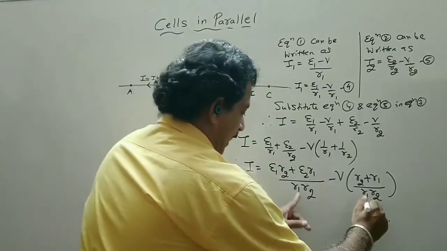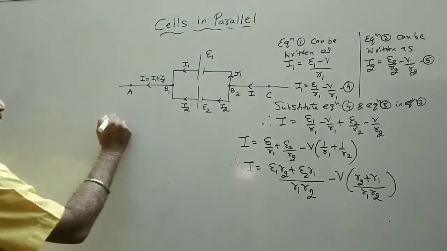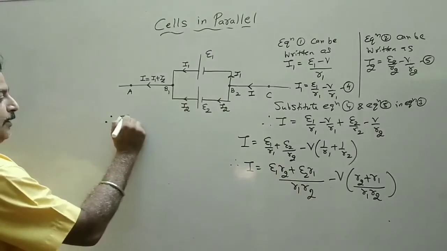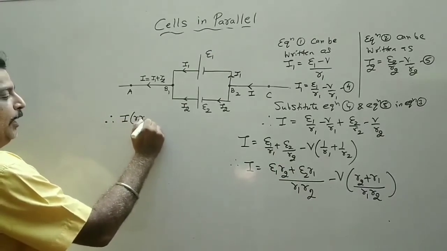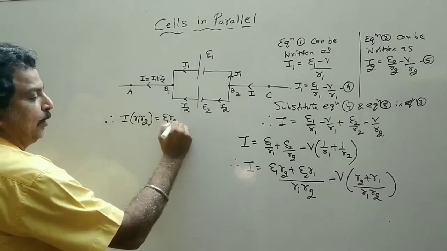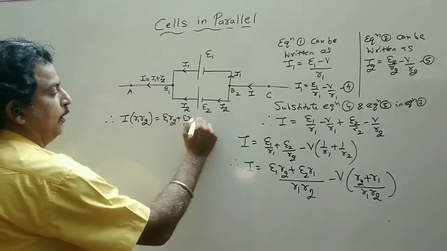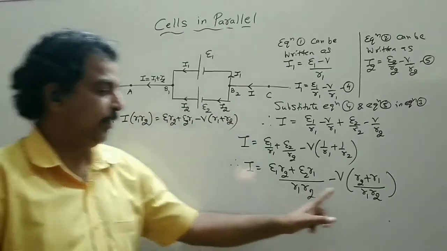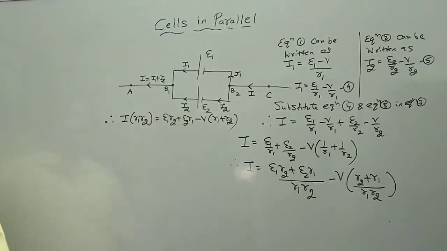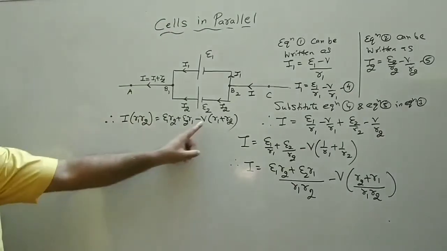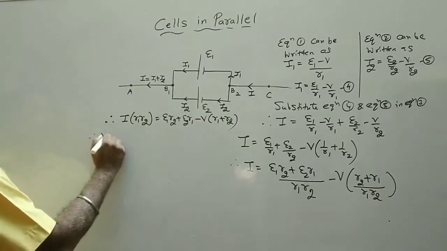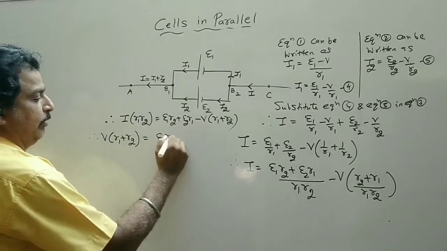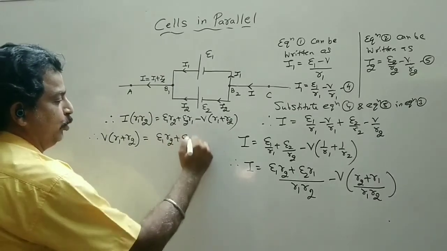So R1 and R2 is common. I am writing step by step, you can ignore one or two steps from this. I write this equation as I R1 R2 is equal to E1 R2 plus E2 R1 minus V, say, (R1 plus R2). So I have taken this common and it is taken on the other side. I have to find out V. So therefore V (R1 plus R2) is equal to E1 R2 plus E2 R1.